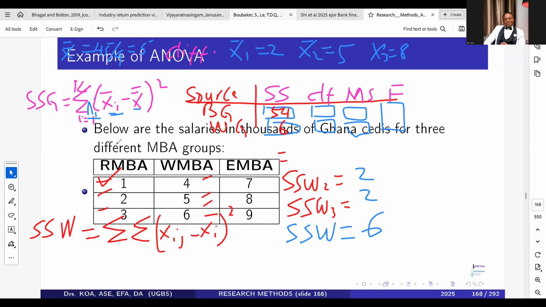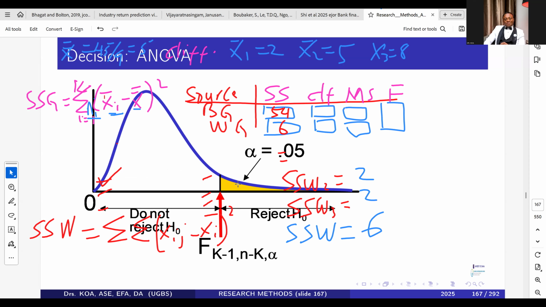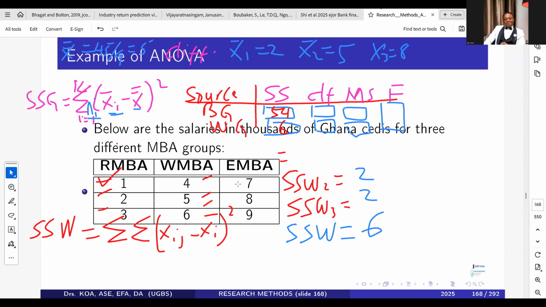You're done. The next is to find the degrees of freedom. The degrees of freedom is for both the between group and then the within group. Okay? The within group sum of squares, and then the between group sum of squares. Now the formula for them are there. When you come here, you see it. But I'll show you properly.